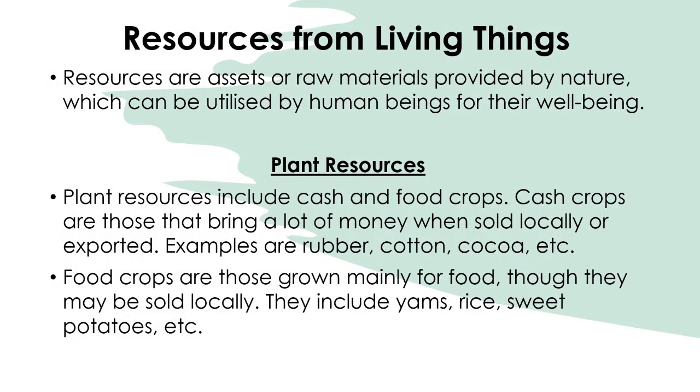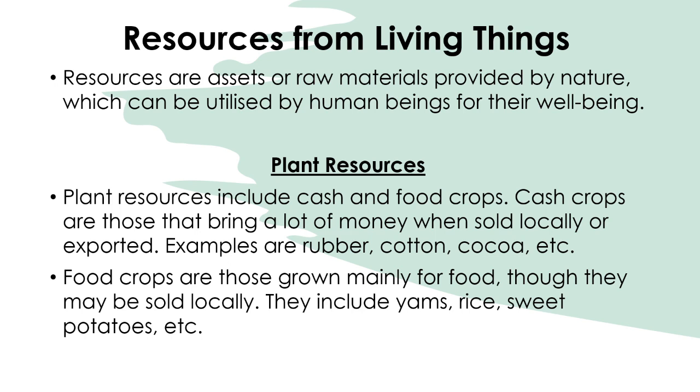Resources from living things. Resources are assets or raw materials provided by nature which can be utilized by human beings for their well-being. As examples of living things, we have plants and animals. So resources from living things can also be classified as plant resources and animal resources. Plant resources include cash and food crops.